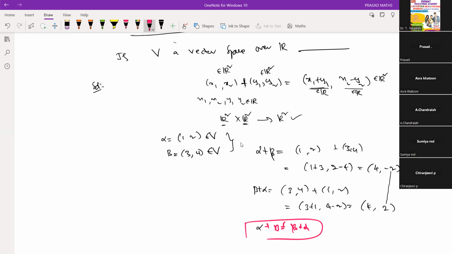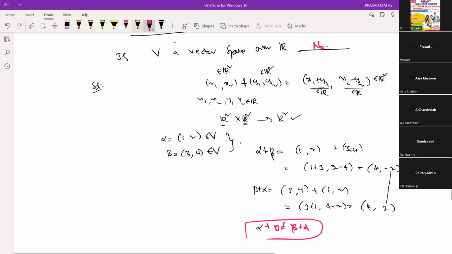Therefore, it's not an abelian group, right? It's closed. In fact, I don't know whether it is a group or not. I don't want to check all the conditions. So V is closed with respect to addition, vector addition. But the thing is that this property fails: alpha plus beta is not the same as beta plus alpha. So therefore, it's not a vector space. No need to check all the conditions. Understand? Is it clear?